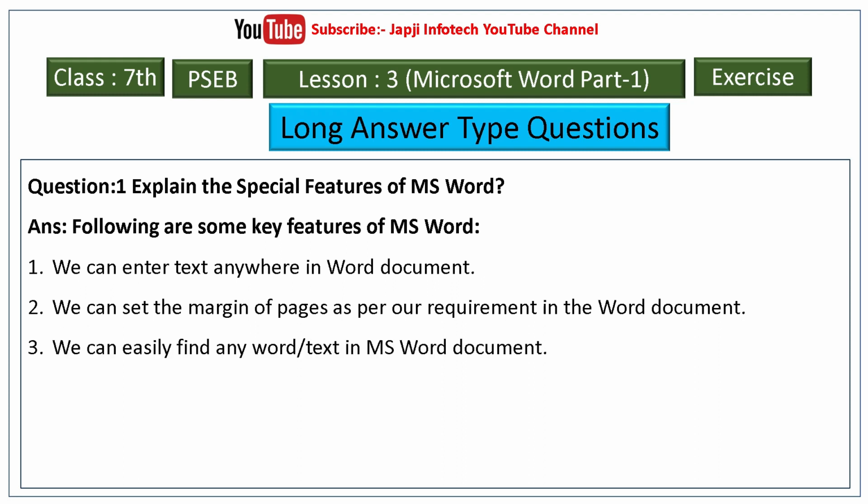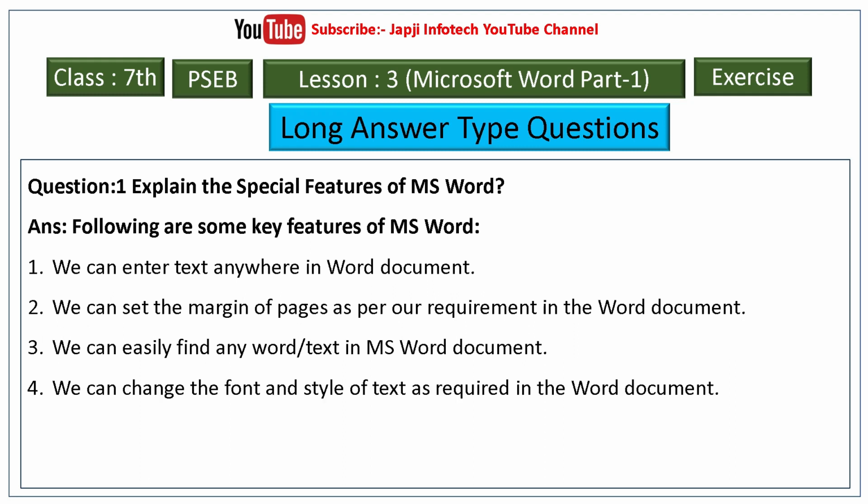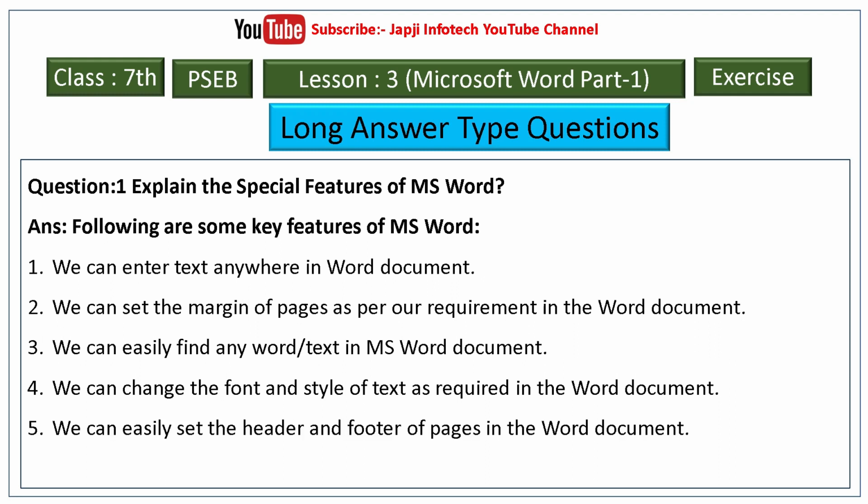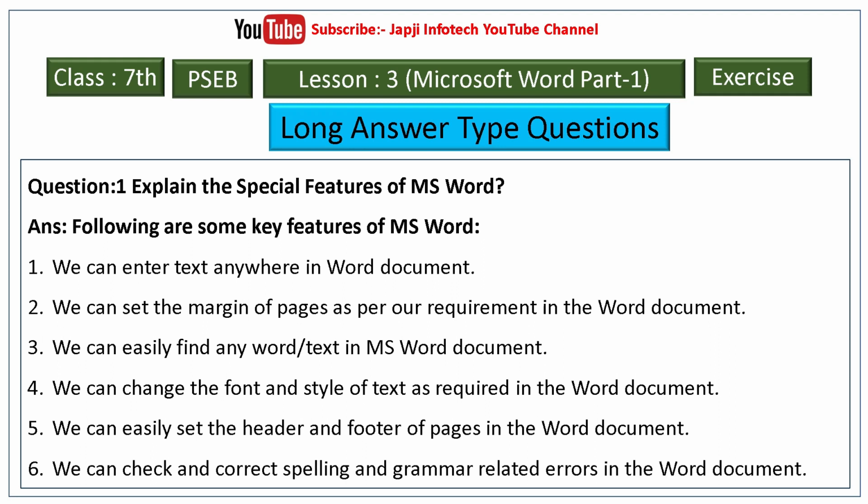And third one is we can easily find any word or text in an MS Word document. And the fourth one is we can change the font and style of text as required in the Word document. And the fifth one is we can easily set the header and footer of pages in the Word document. Sixth one is we can check and correct spelling and grammar related errors in the Word document.